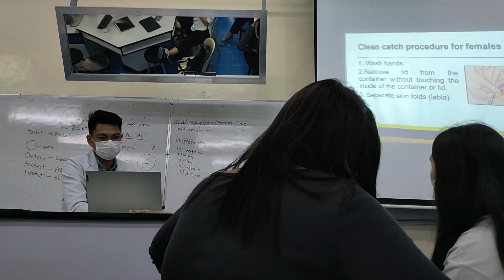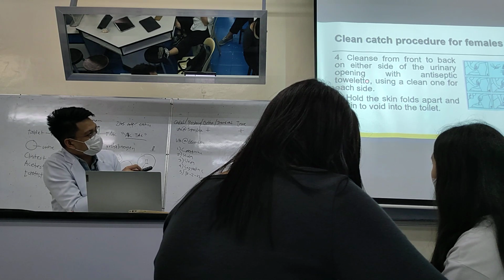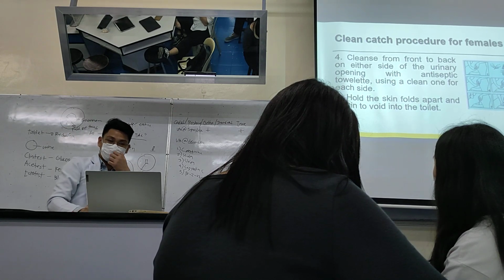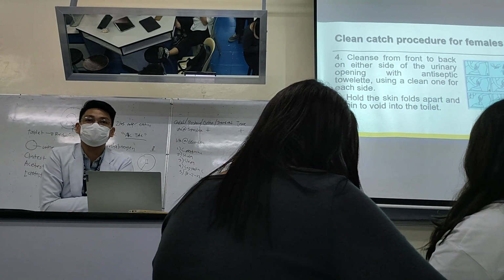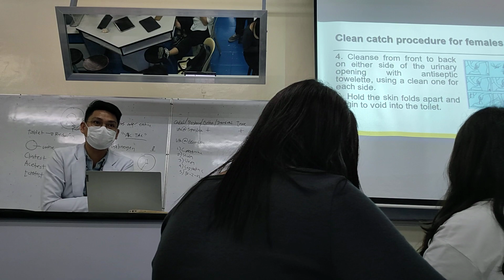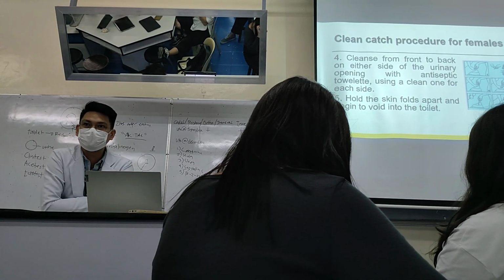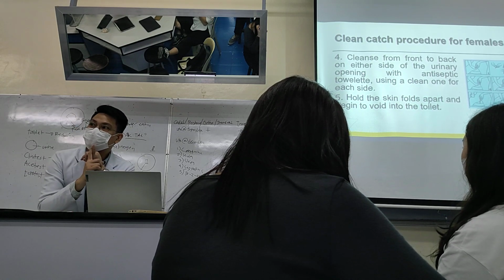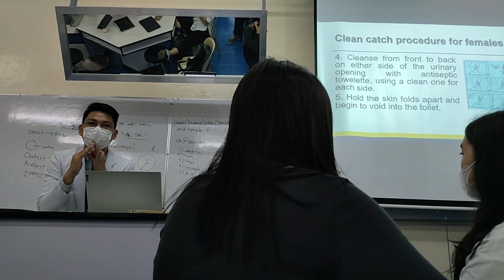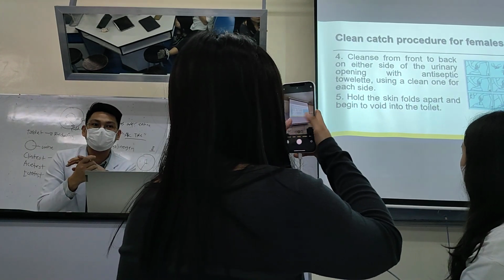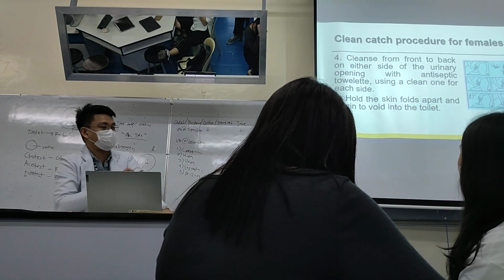So, after that, cleanse from front to back the urinary opening with an antiseptic towelette. Take note that the wipes that should be used should be bacteriostatic only. They cannot be bactericidal. What's the difference between bactericidal and bacteriostatic? Bactericidal will kill. Bacteriostatic will stop or prevent further growth of bacteria. Then hold the skin folds apart and begin to void into the toilet.